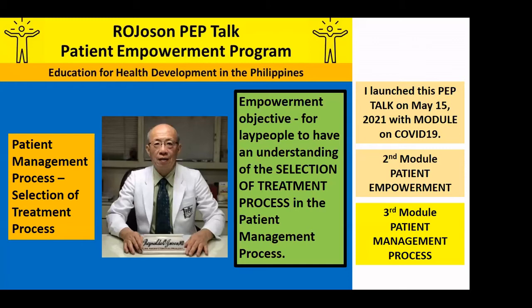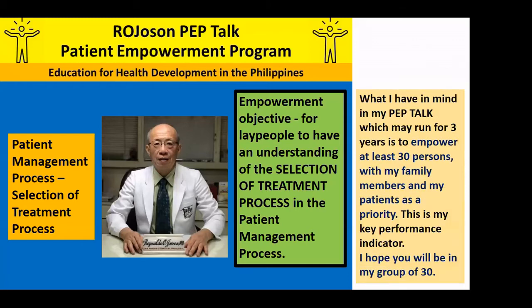What I have in mind in my pep talk, which may run for 3 years, I hope it will be less, is to empower at least 30 persons with my family members and my patients as a priority. This is my key performance indicator. I hope you will be in my group of 30.